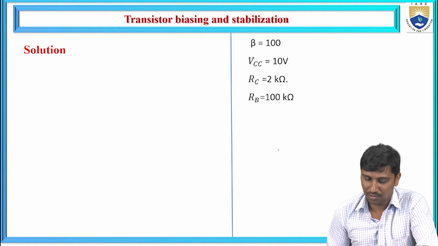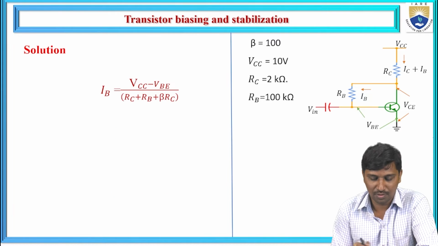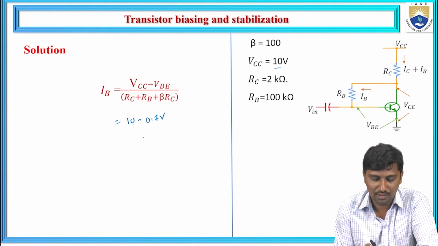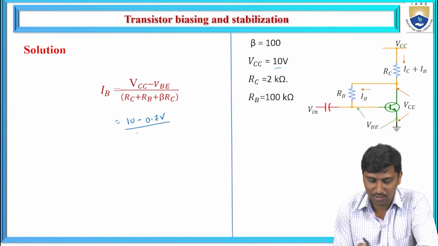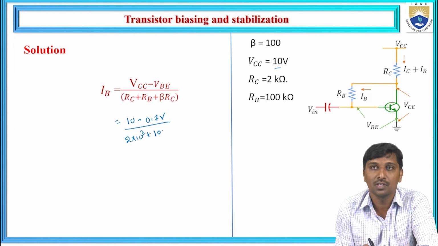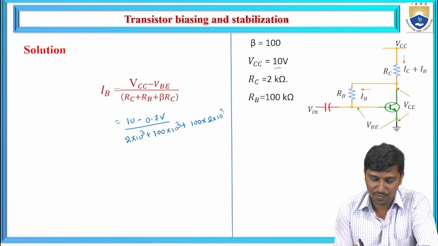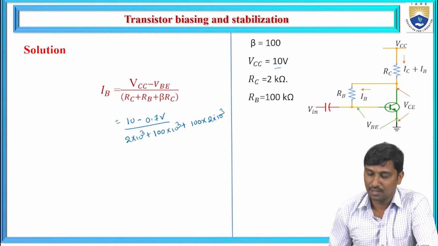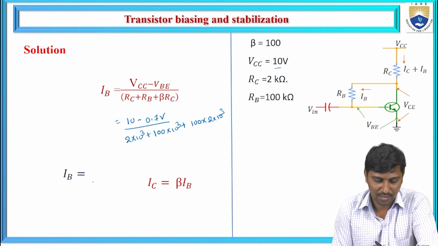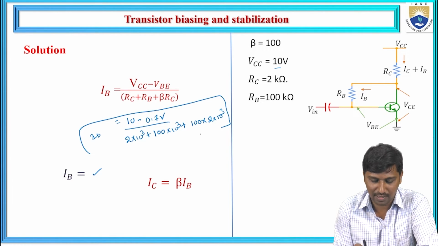So hence you can substitute. What is the VCC value here? VCC is 10, VBE is 0.7, and RC value is 2 kilo ohms, 2 into 10 power 3, plus RB value is 100 kilo ohms, 100 into 10 power 3, plus beta value is 100, and again RC value is 2 kilo ohms. Then you can simplify this one. It gives the base current.